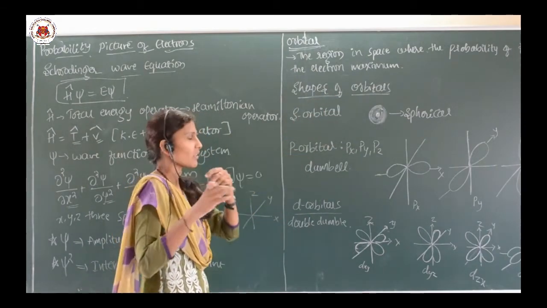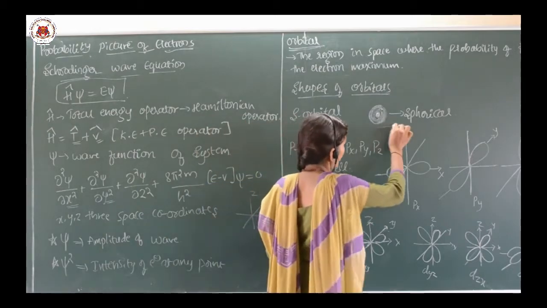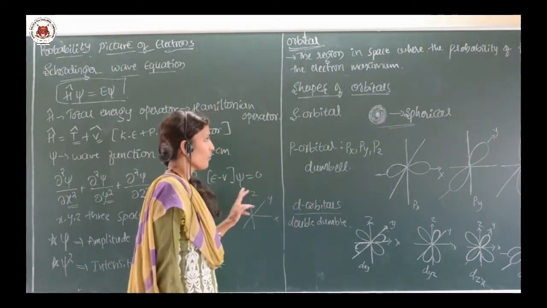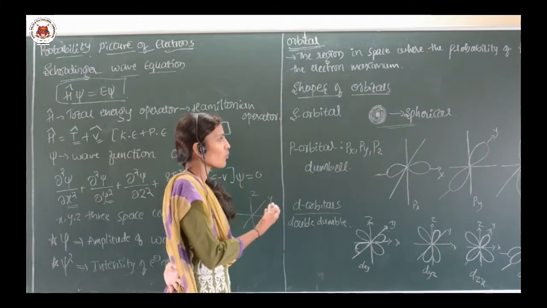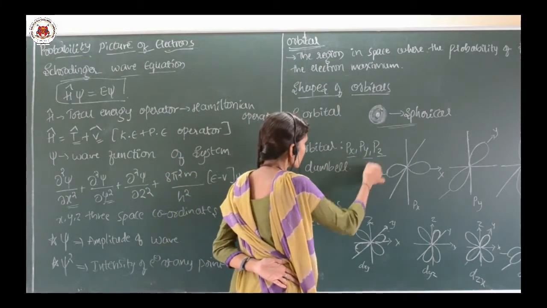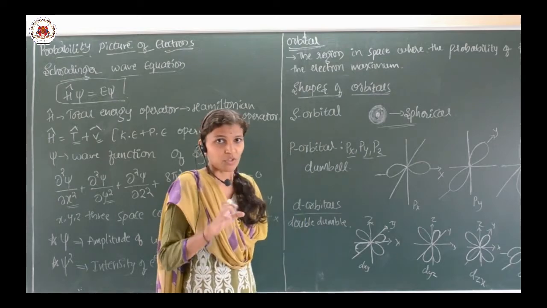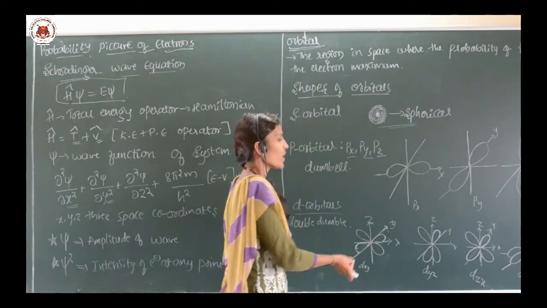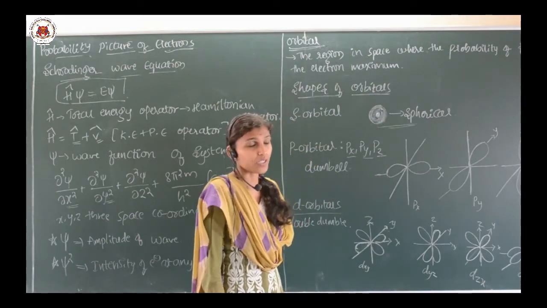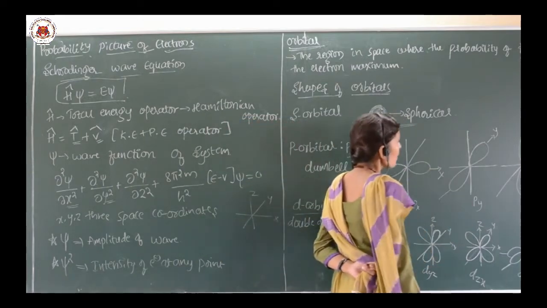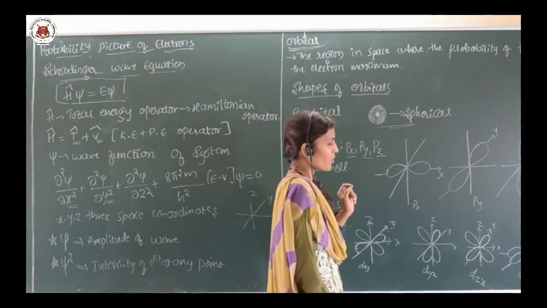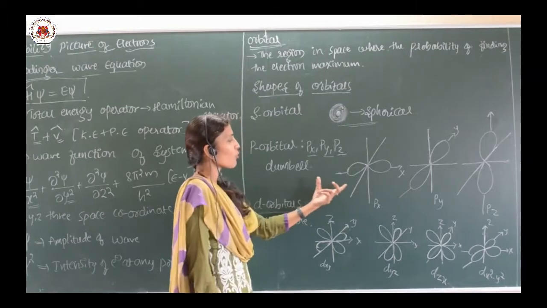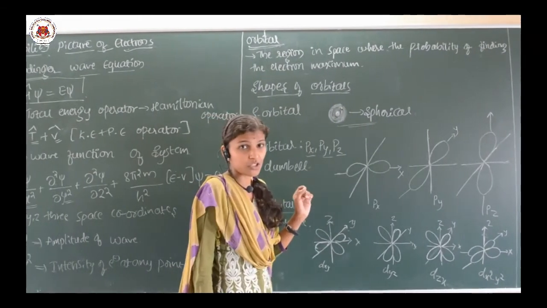So keep in mind that the s orbital always has a spherical shape. And the p orbital consists of three categories: px, py, pz. If the p orbital is oriented along the x axis, that is the px orbital. If the p orbital is along the y axis, that will be the py. If it is along the z axis, that will be the pz. And the p orbital has the shape of a dumbbell.